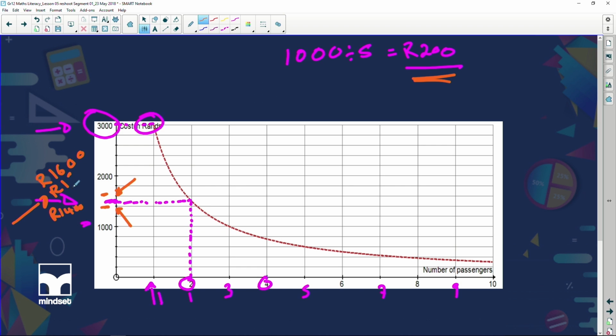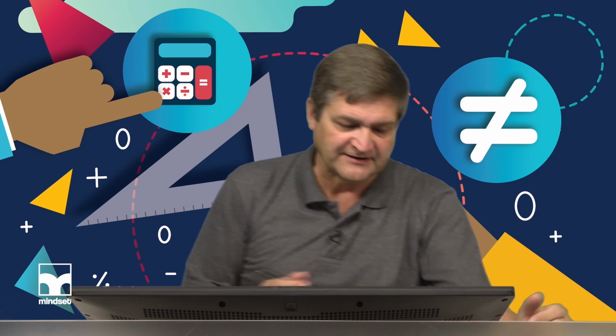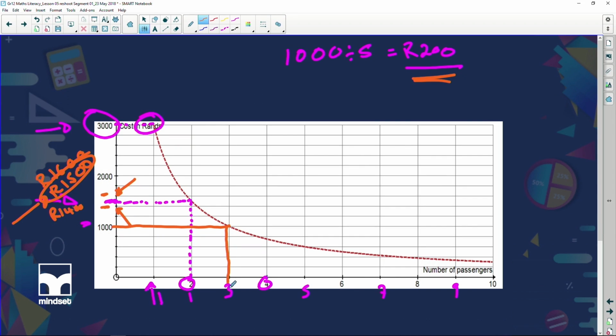1,500. Okay. So, we said we had so many passengers. How much is it going to cost us? What happens if we turn around and say, how many passengers must we find if we only want to pay 1,000 Rand each? Well, we find the 1,000, go across, see where it hits the graph, drop a line, and we see that if we only want to pay 1,000 each, we've got to get at least 3 passengers into that bus. Again, the scale is what it's all about.